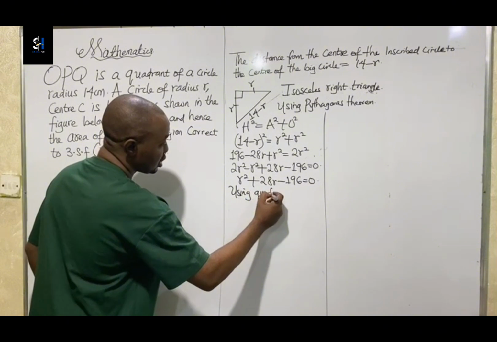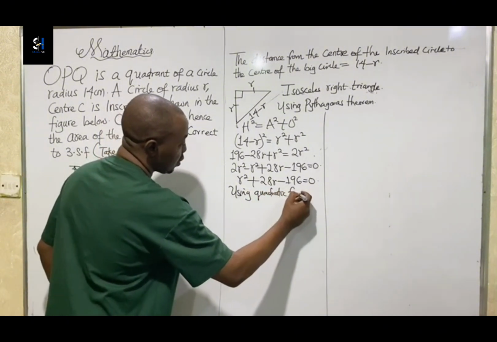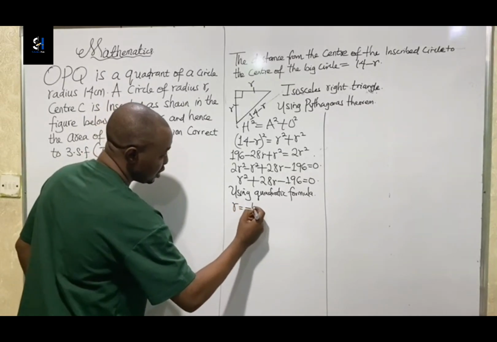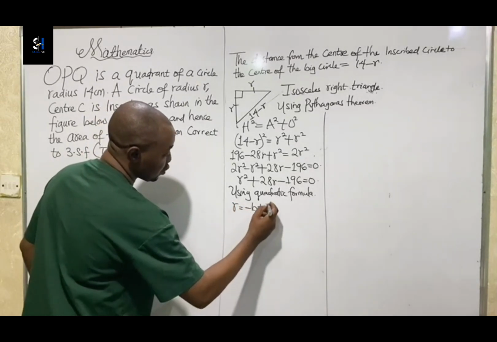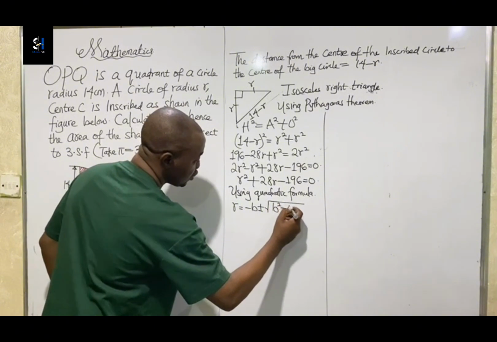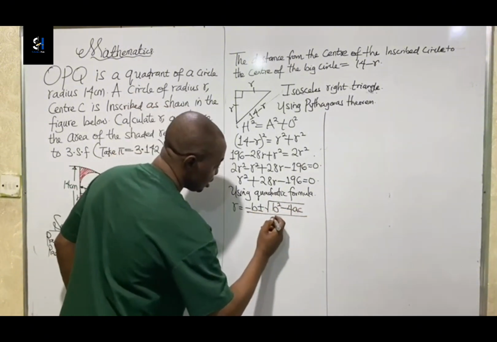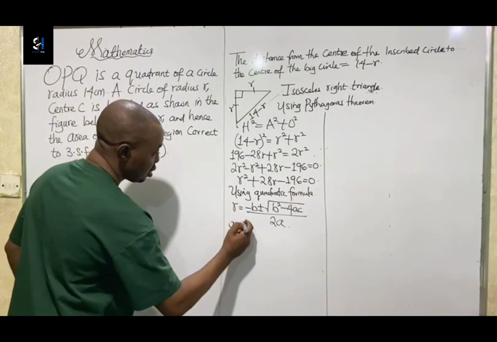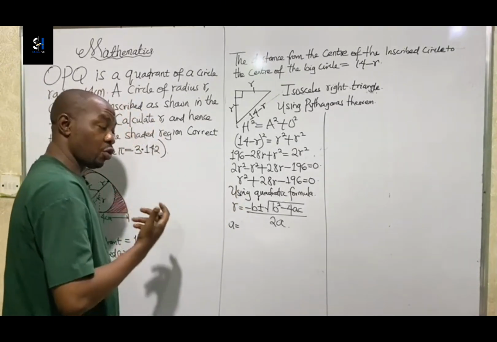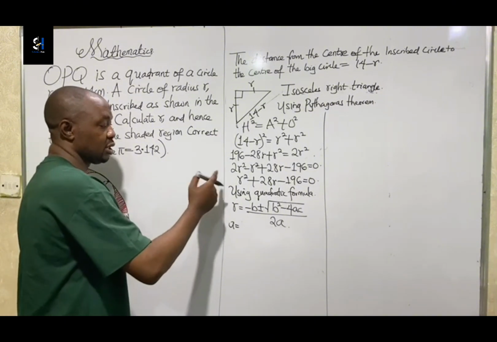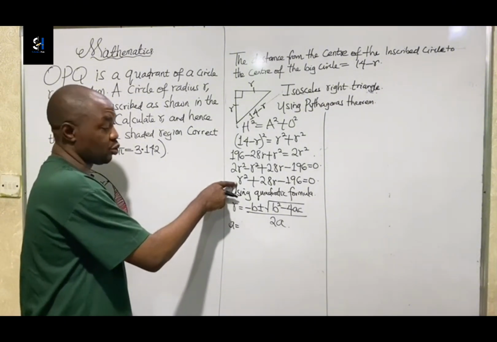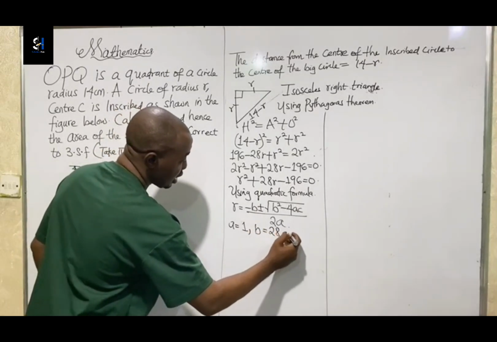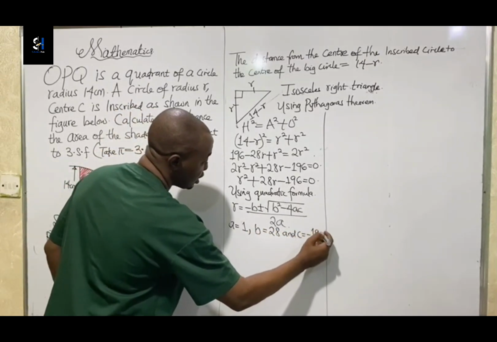So using the quadratic formula, you know that r equals negative b plus or minus the square root of b squared minus 4ac, all over what? 2a. So a is the leading coefficient, which is the coefficient of r squared, and that's 1. Now b is 28, and then c is 196.